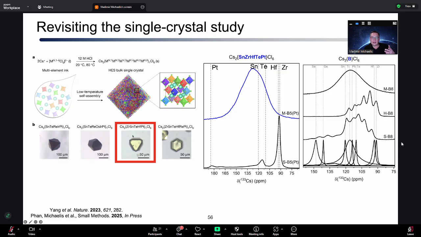When you do the ink-based single crystal approach, the NMR tells a different story. You see that you have a little bit of platinum phase here, and then you have some mixed binaries. You have a little bit of tin telluride, and a little bit of hafnium zirconium. So you actually don't get a homogeneous high entropy material. You get a domain-rich heterogeneous material that has metals in specific positions. You may still have some randomness, but the bulk of the crystal is still very much a binary or a ternary-like system.